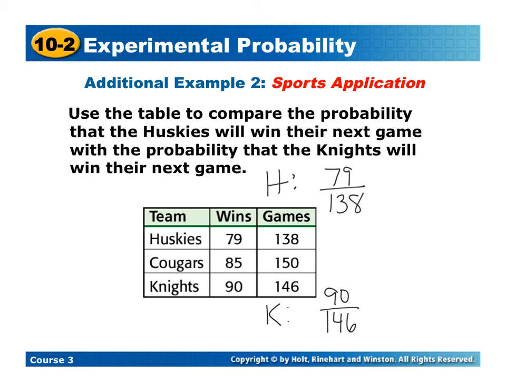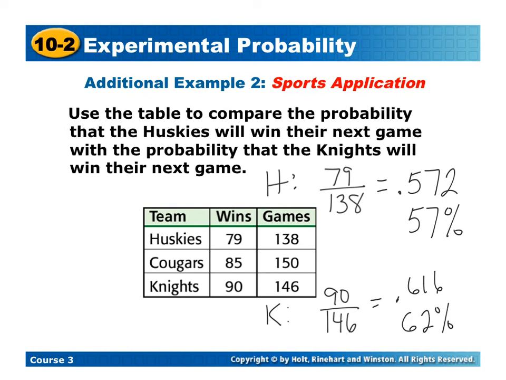So what we can do is actually change these into percents so they're easier to compare. So remember to do that. I'm going to take 79 and divide it by 138. And I get 0.572. So this is about a 57% chance of winning their next game. If I do 90 divided by 146, I get 0.616, so they have about a 62% chance of winning their next game. So the Knights have a slightly better chance of winning their next game than the Huskies do.